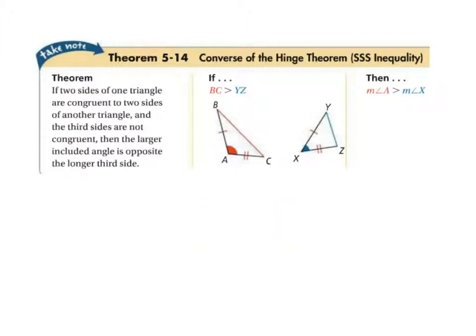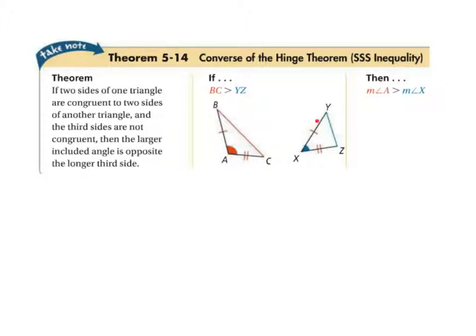Now this works the other way also. Instead of doing a side angle side scenario, if you have the two sides congruent and you know the relationship on that third side, it's going to relate back to the angle, that included angle. So look right here. You got your A and your B, or your two sides.